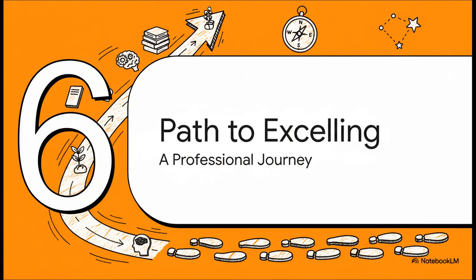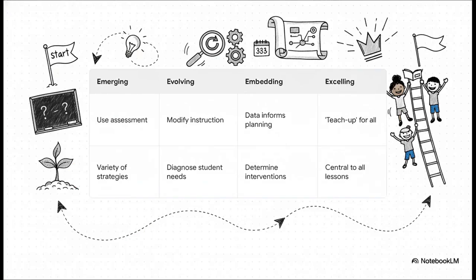Okay, so we've covered the what, the why, and the how. But look, becoming great at this doesn't happen overnight. And that's what our final section is all about. Seeing this as a journey, not just a switch you can flip. Think of this as your roadmap for getting better and better. It breaks it down into 4 stages.